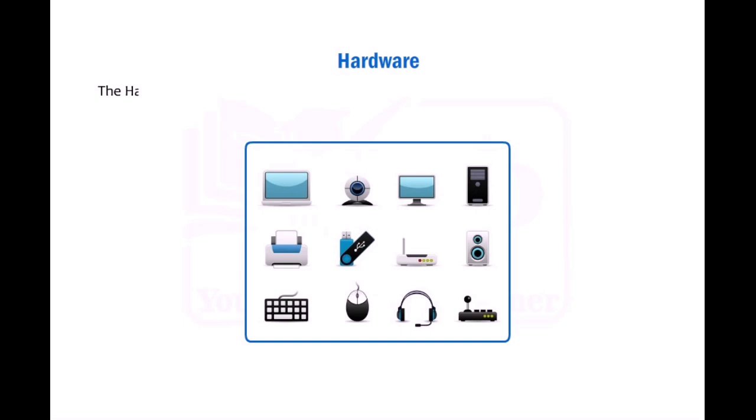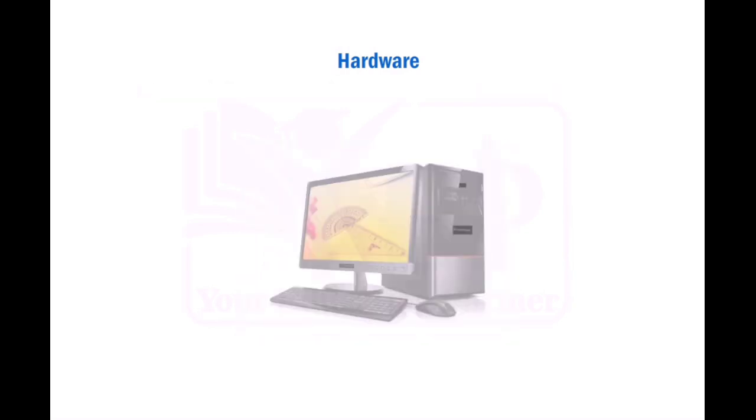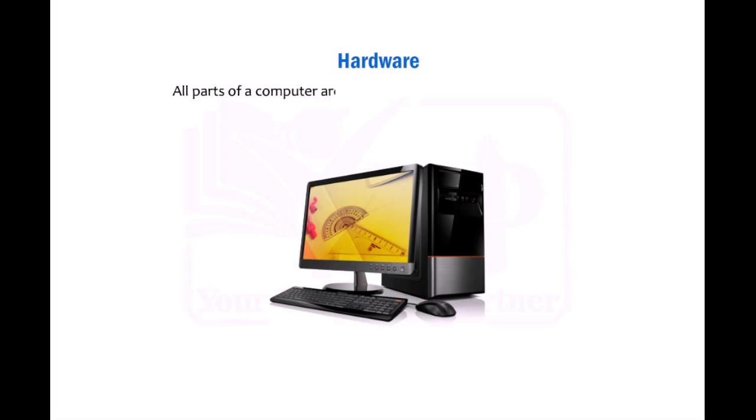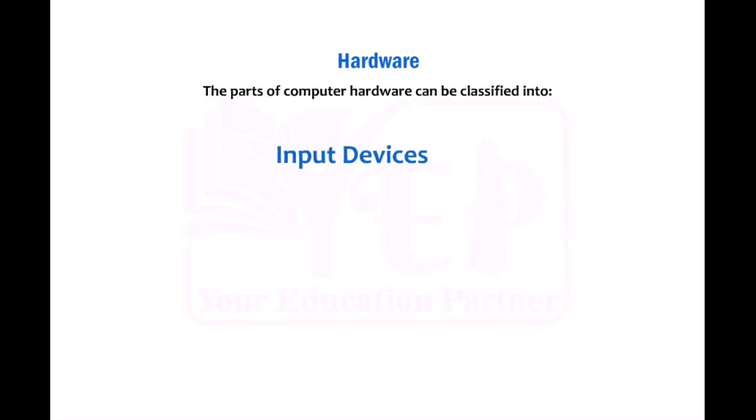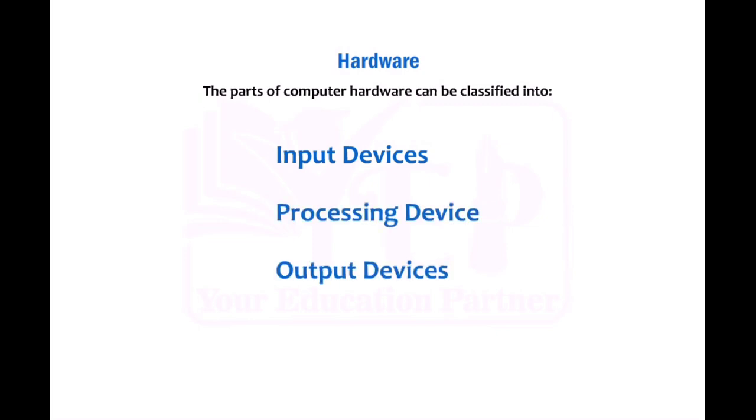Hardware. The hardware of a computer are those parts of a computer which we can see and touch. They are also known as machinery or accessories of the computer system. All parts of a computer are designed to perform a particular task. The parts of computer hardware can be classified into input devices, processing device, output devices, and storage devices.